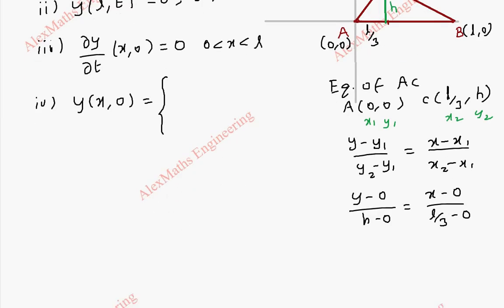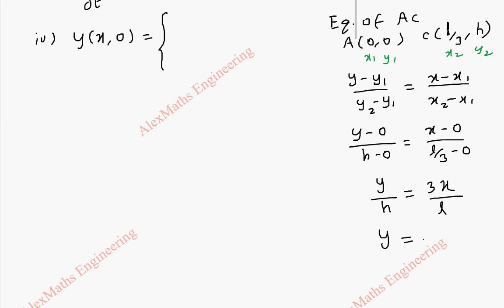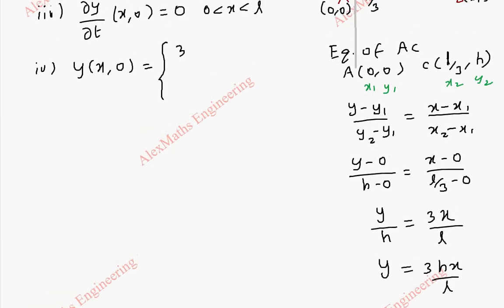When we further simplify, we get y by h equal to x by L by 3. So 3 we take to the numerator, so 3x by L, and taking h to the other side, y is equal to 3hx by L. So this function is 3hx by L when 0 is less than x less than L by 3. And the other part is from L by 3 less than x less than L, which we have to find.